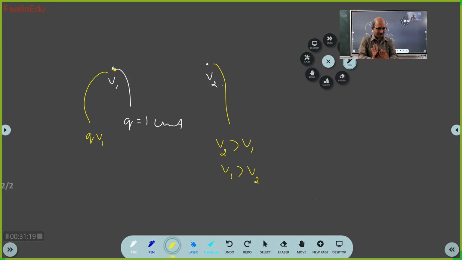Now, same way, all of you observe. I am moving it horizontally in the gravitational field. Did the potential energy of this increase or decrease? It will not change. It is the same. Why is it the same? Because the distance is the same.